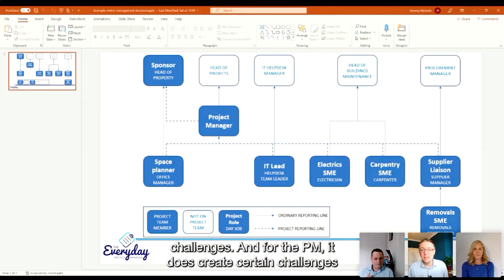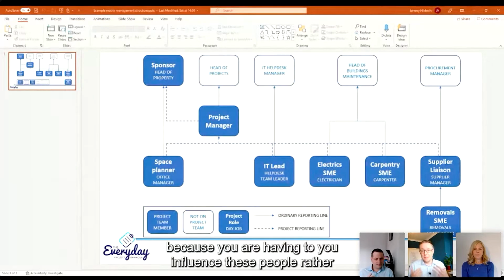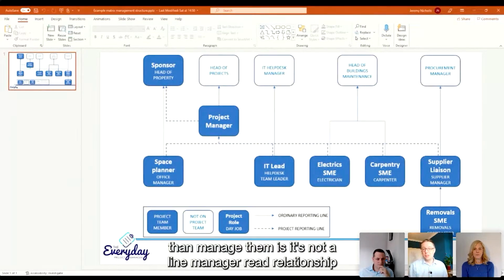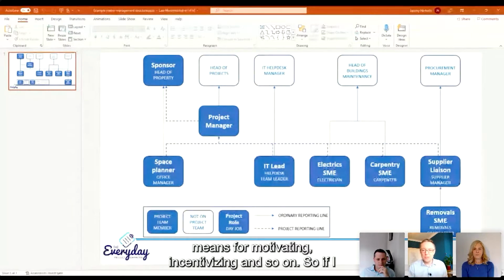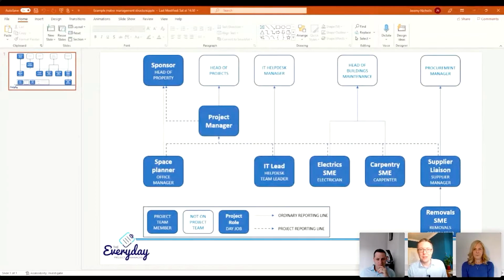And for the PM, it does create certain challenges, because you are having to influence these people rather than manage them. It's not a line manager relationship in the normal sense. Therefore, you have to rely on alternative means for motivating, incentivizing, and so on. So if I turn that off, hopefully that gives a bit of an idea.